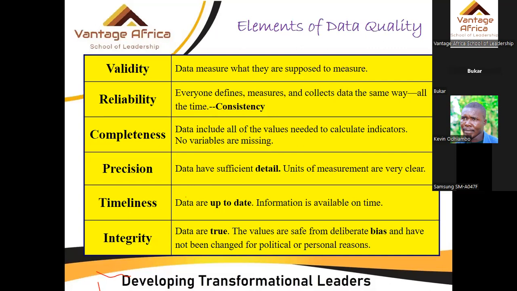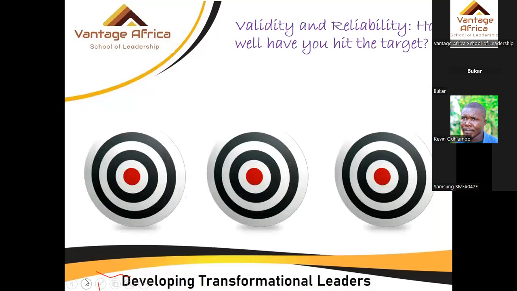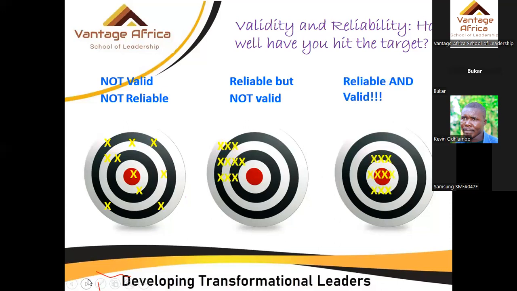So in trying to understand the difference between validity and reliability, there is some graphic I want to share here. Imagine you want to hit the target. How well do you hit your target? In this case, your data is scattered all over the place, and therefore it is neither valid, okay, nor is it reliable. In this case, your data is consistent. It is reliable, but it is not valid. All right. And finally, your data is valid and it is reliable. That means it is consistent and it is consistently doing the right thing.